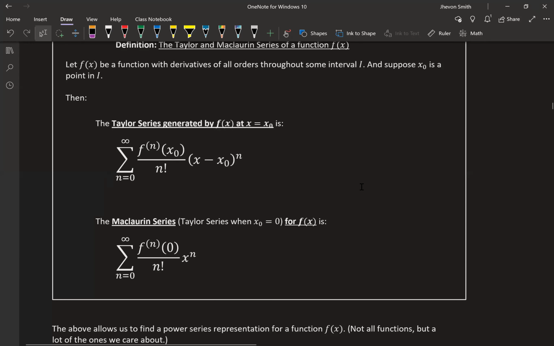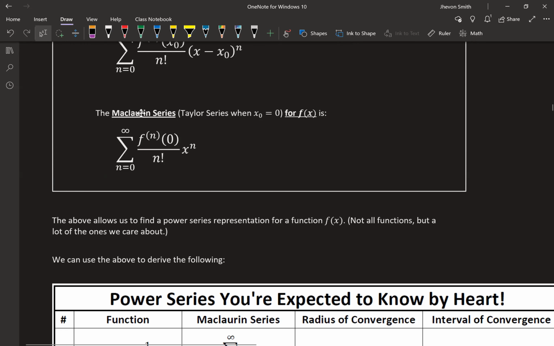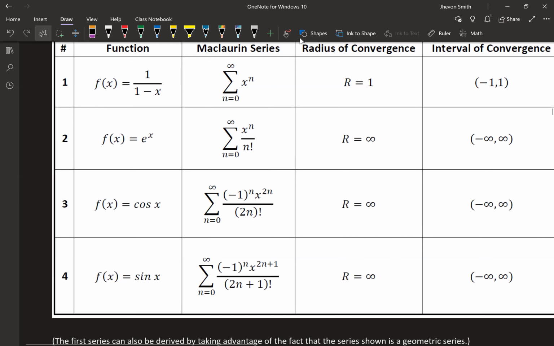Writing out a list like that will create a power series that, if it converges to the function, can actually be used to represent the function, meaning you can interchange them. The power series and the function are one and the same. You can use these formulas to derive these guys. So there are some power series that you are expected to have memorized since Calc 2.